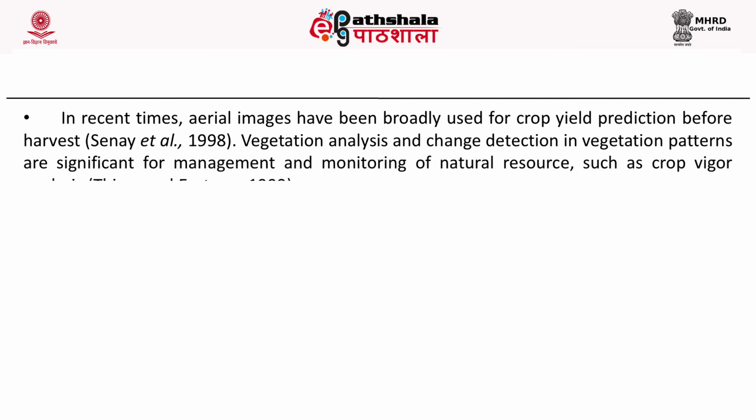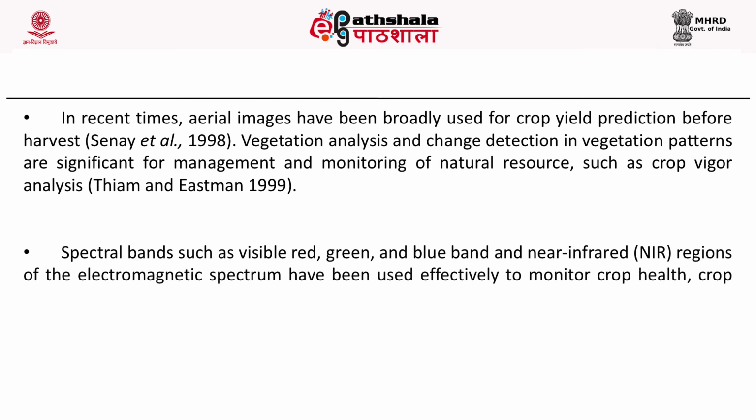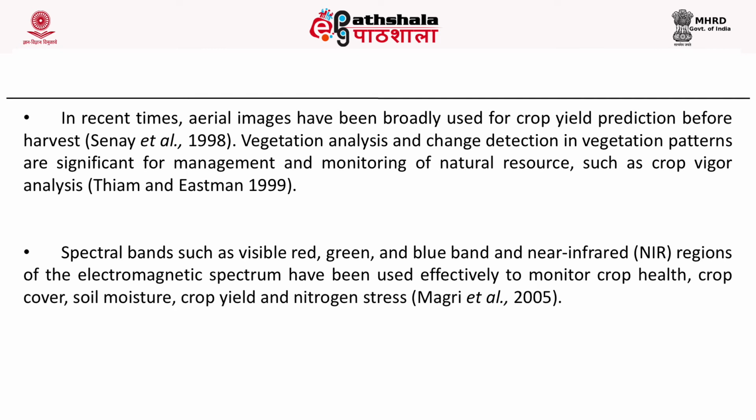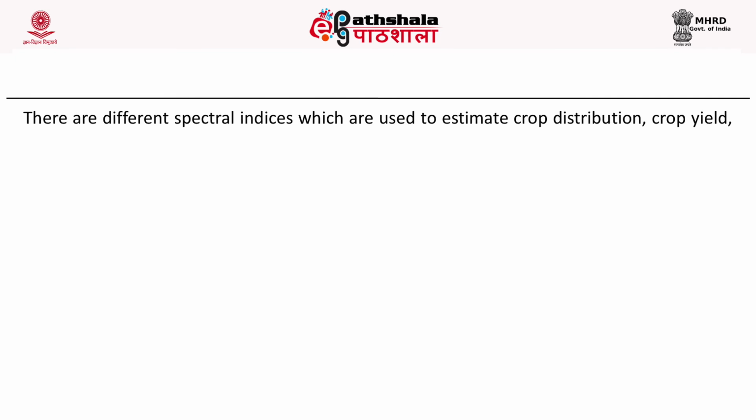The vegetation analysis and change detection in vegetation patterns are significant for management and monitoring of natural resources such as the analysis of crop vigor or its yield. Spectral bands such as visible, red, green and blue band and near infrared regions of the electromagnetic spectrum have been used effectively to monitor the crop health, crop cover, soil moisture, crop yield and nitrogen stress. So, there are different spectral indices which are used to estimate the distribution of crops, crop yield or crop cover.